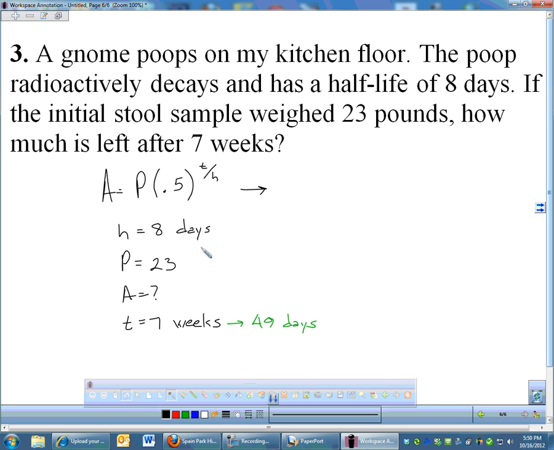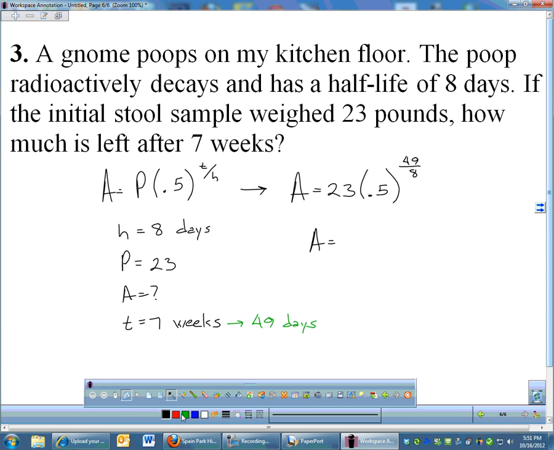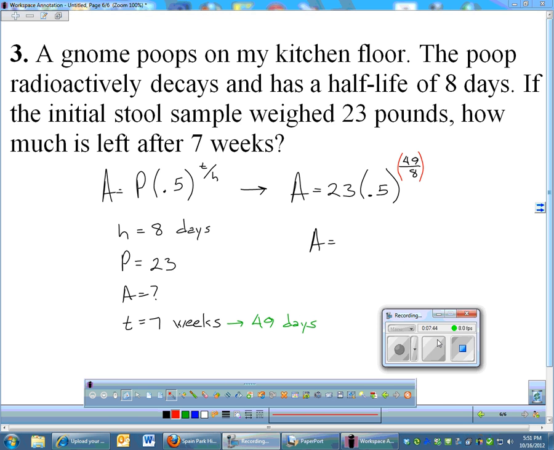So to be sure that your units line up, especially for the time and half-life and rates and stuff like that. So A, we don't know. My initial amount is 23 pounds. Half-life, 0.5 times 49 over the half-life, which is 8. And we simply throw that in the calculator. Make sure you trap your exponent in parentheses. You will get the wrong answer if you don't do that. So let me throw this in the calculator.